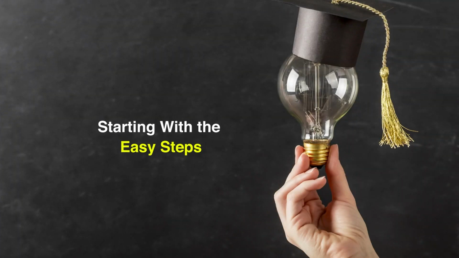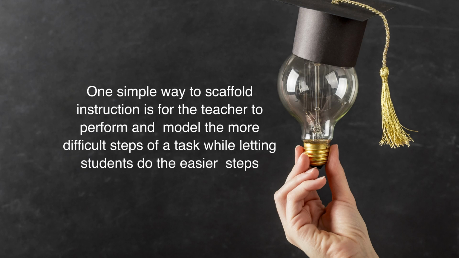Number 3, starting with the easy steps. One simple way to scaffold instruction is for the teacher to perform and model the more difficult steps of a task while letting students do the easier steps. Gradually, students would take the responsibility of completing the more difficult steps. During the learning process, the teacher continues to model and help students with any problems that they might have.